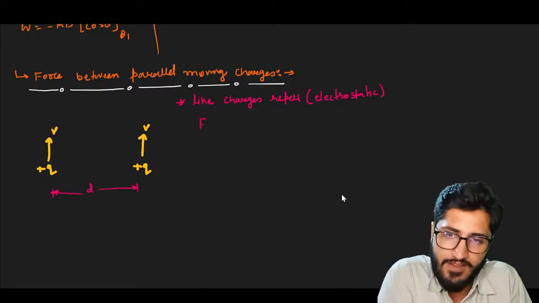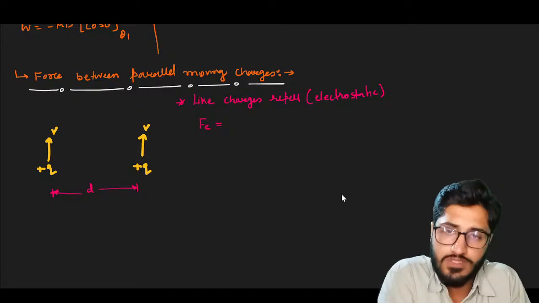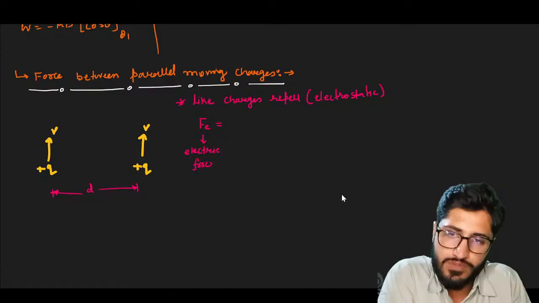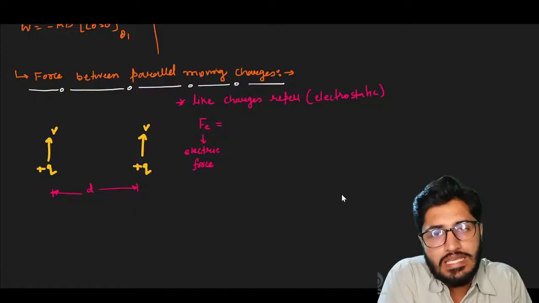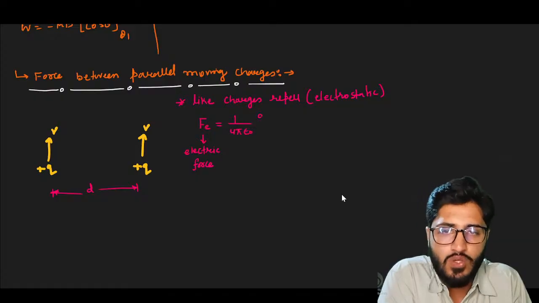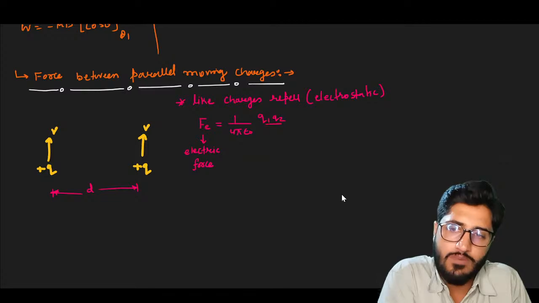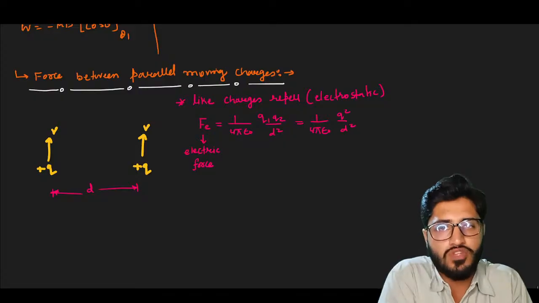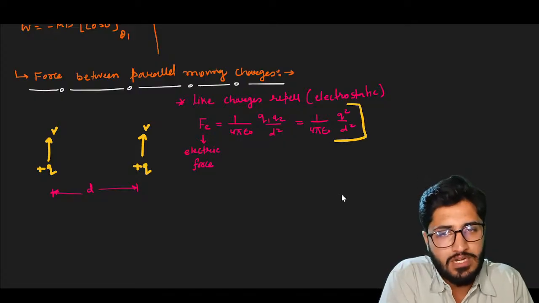So I can write Fe, it is electric force. Electric force is equal to K, that is 1 over 4 pi epsilon naught, Q1 Q2 divided by d square. Can I write it equals 1 over 4 pi epsilon naught, Q square by d square? Yes, sir. We know this thing from electrostatics.